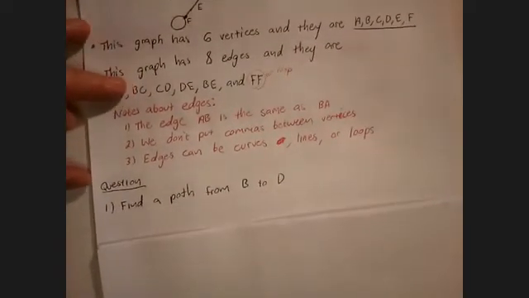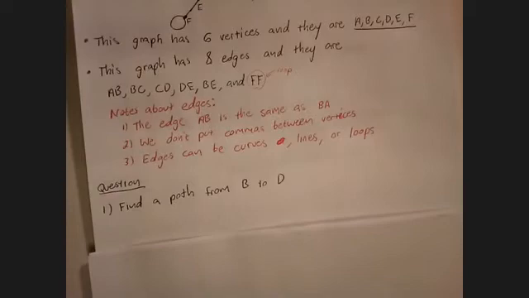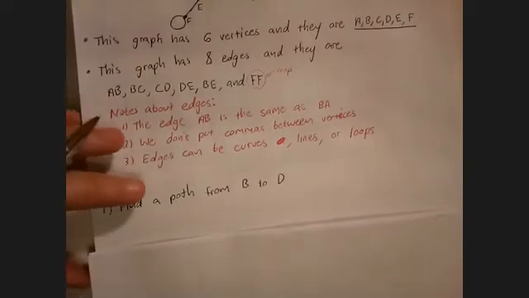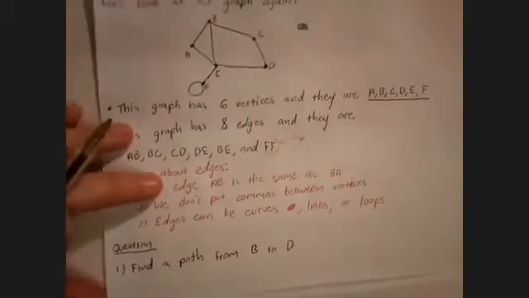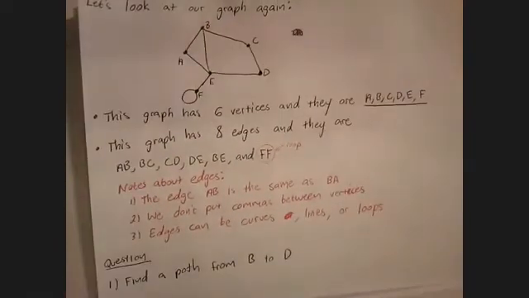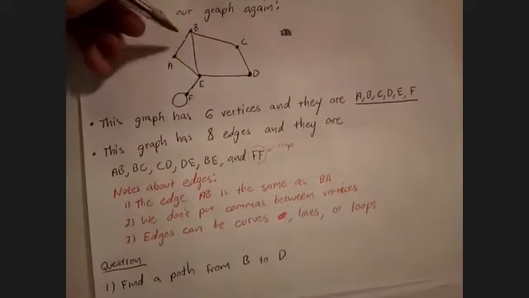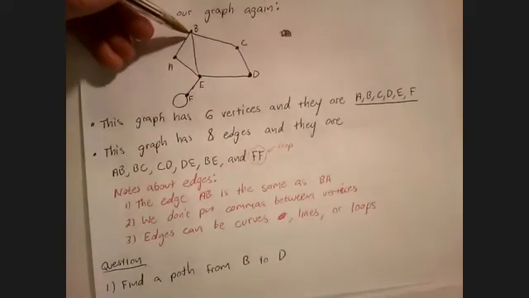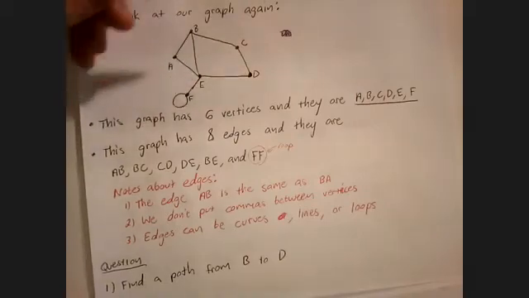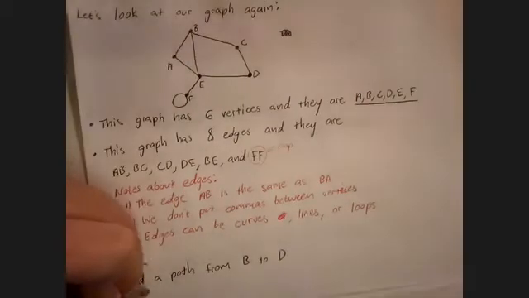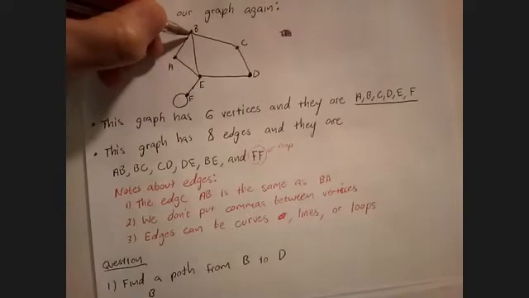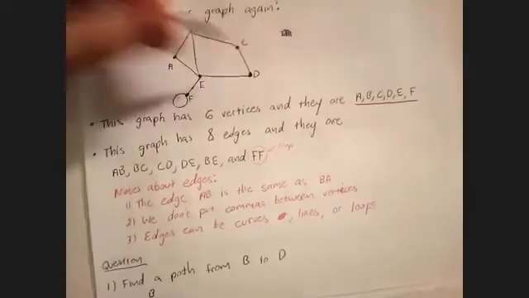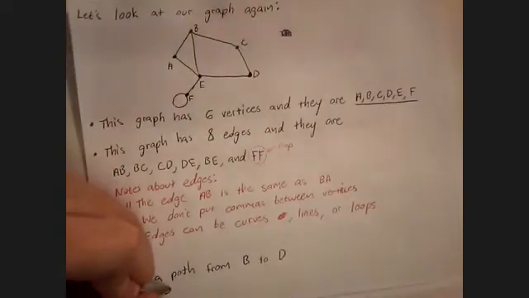So the first question I have is to find a path from B to D. All right. So here's B, and I want to get to D. To get to D, I could go B, C, D.